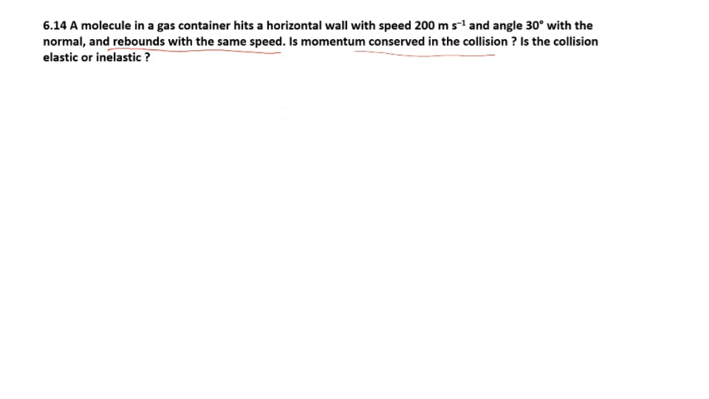Okay, so there is a wall, and a gas molecule hits that wall and it rebounds, and this is the vertical line. So it makes an angle of 30 degrees, and that's why it rebounds with the same angle. The collision may be elastic or inelastic, but the linear momentum is always constant. It may be called an elastic collision or an inelastic collision.